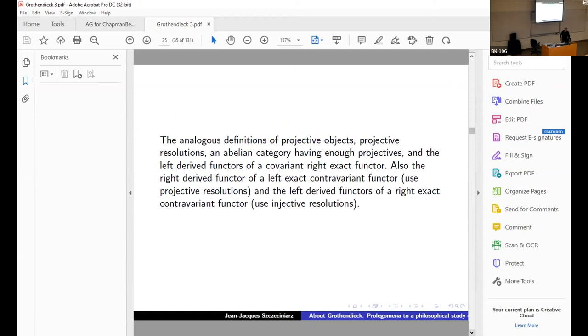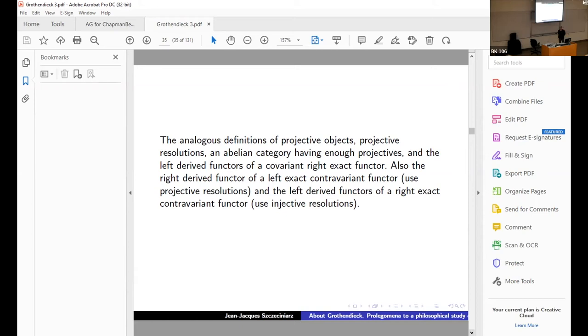The analogous definition of projective object, projective resolution, and abelian category having enough projectives, and the left derived functors of a covariant right exact functor. Also, the right derived functor of a left exact covariant functor uses projective resolution, and the left derived functor of a right exact covariant functor uses injective resolution. This is the work of Grothendieck.